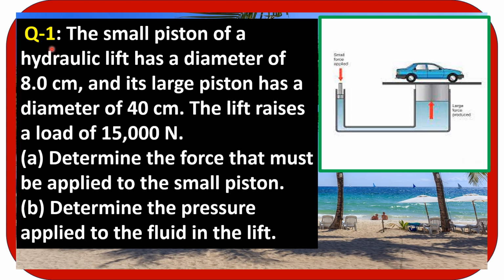Question number 1. The small piston of a hydraulic lift has a diameter of 8.0 centimeters and its large piston has a diameter of 40 centimeters. The lift raises a load of 15,000 Newton. Question letter A. Determine the force that must be applied to the small piston. And question letter B. Determine the pressure applied to the fluid in the lift.